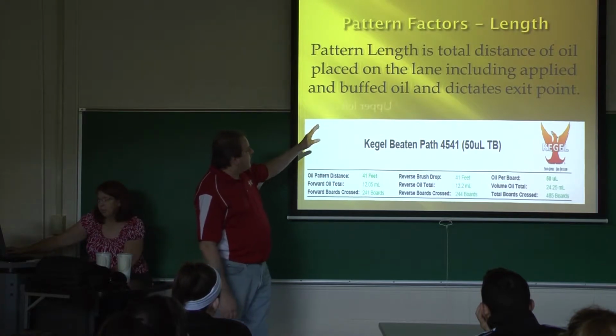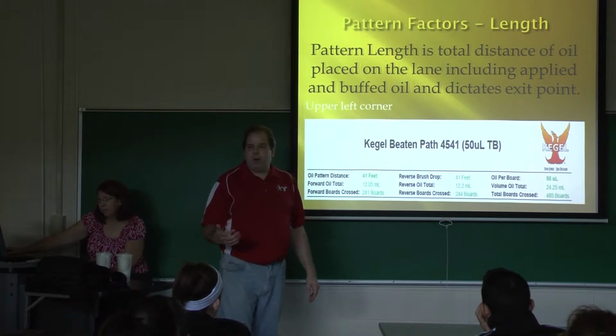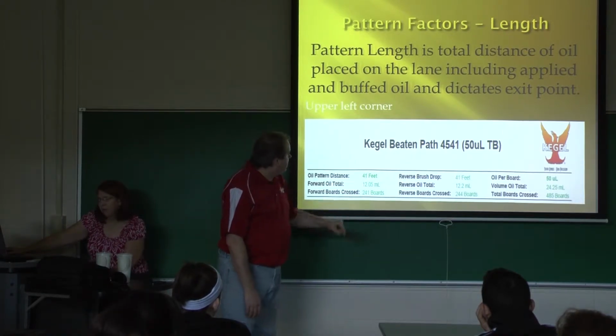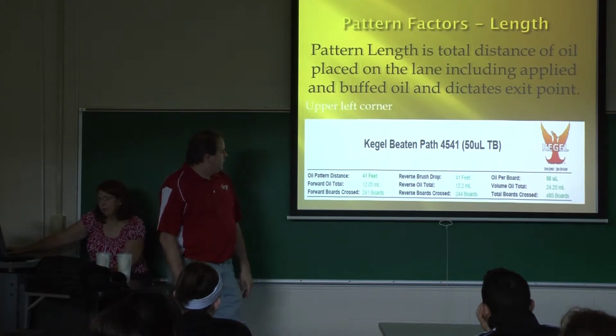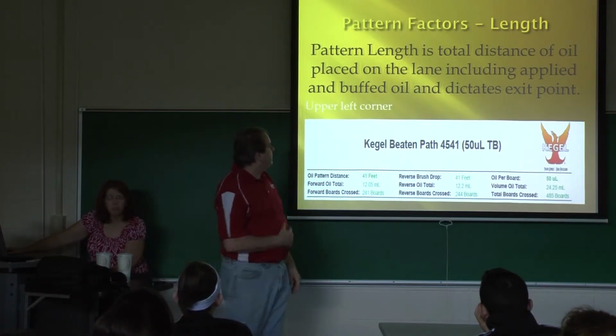All right, one of the things about length is that it's going to dictate the exit point of your bowling ball when the ball comes off the oil pattern and how you're going to play that lane. So the upper left-hand corner is overall pattern length. That's the most important number in my book.